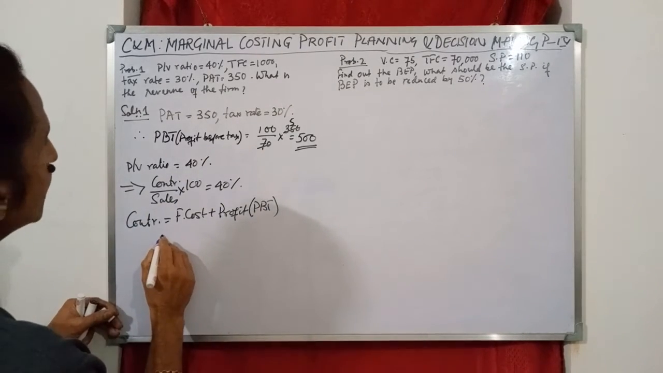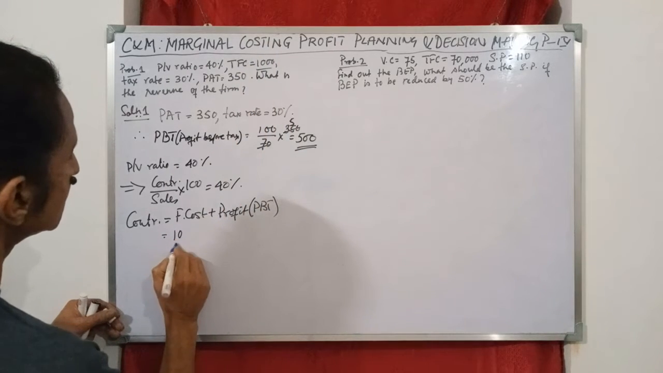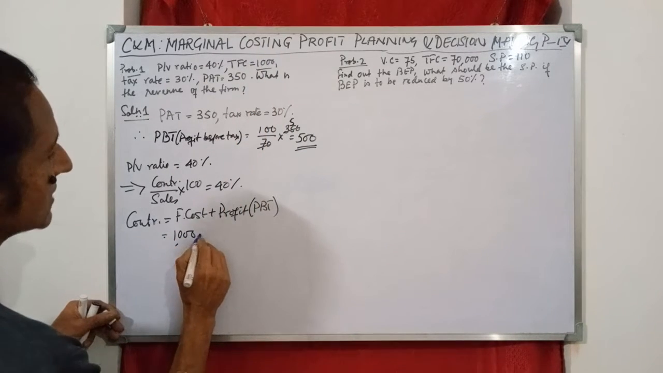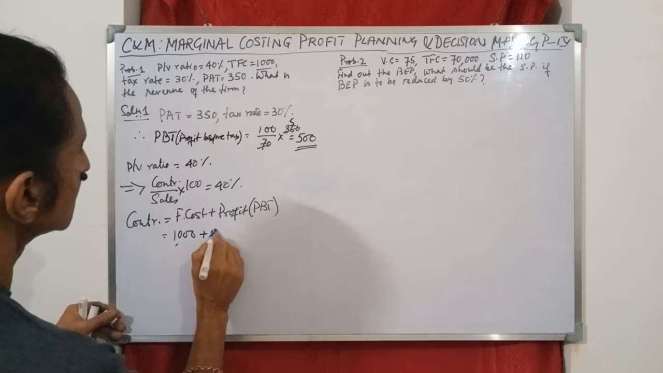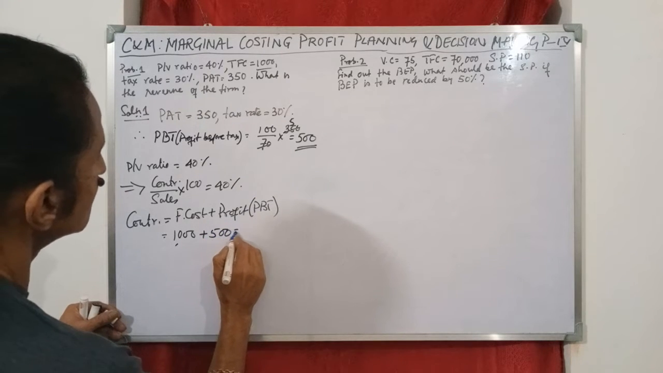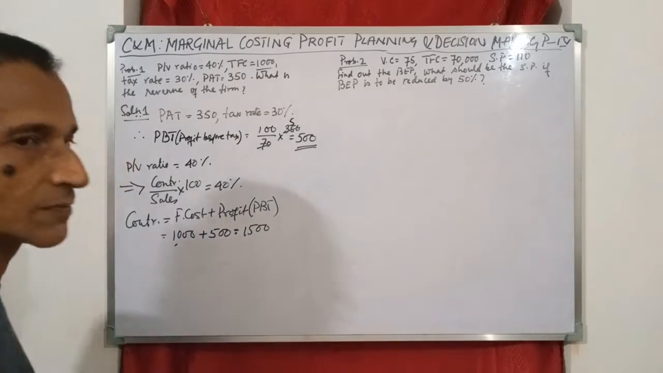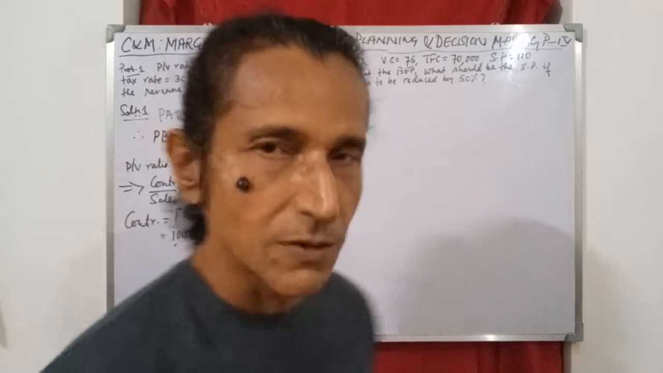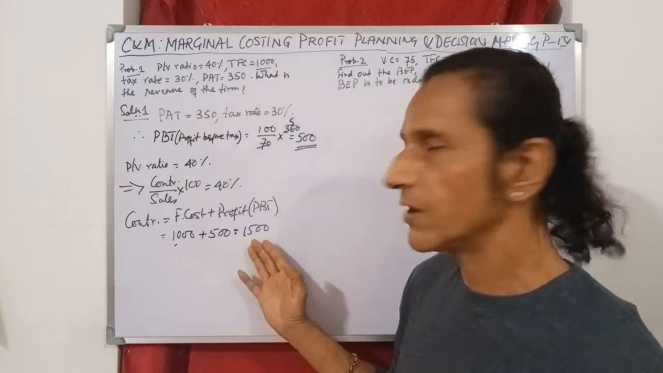So fixed cost is given, how much? 1000. So we put 1000 plus what is PBT? 500. So this becomes 1500. So total contribution of the firm is 1500.